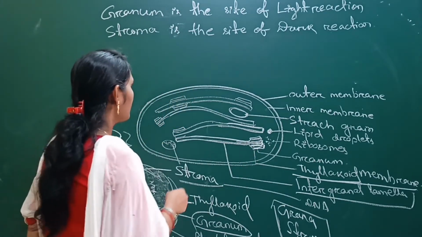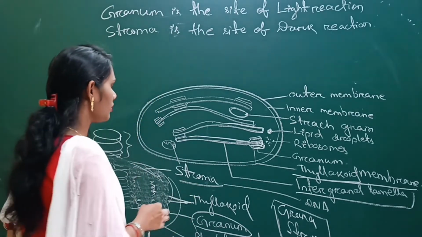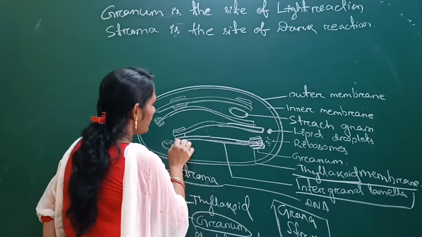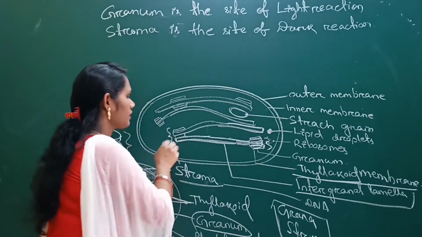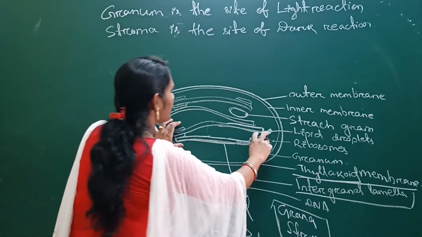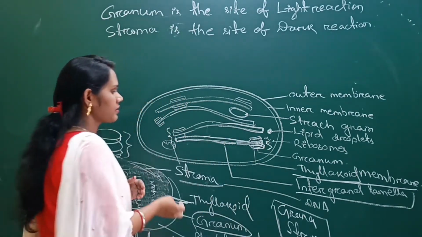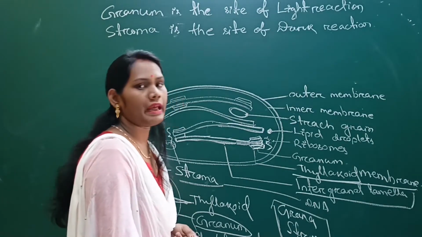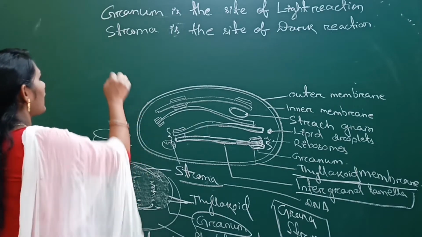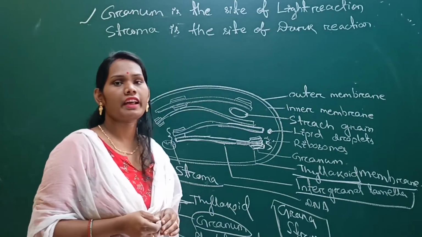lamellae. Okay, so it is the connector between two adjacent granum. It connects two adjacent grana, one granum and another granum, and these two neighboring grana are connected by an extension-like structure, and this structure is called stroma lamellae or intergranal lamellae. Okay, so granum is the site of light reaction and stroma is the site of dark reaction.